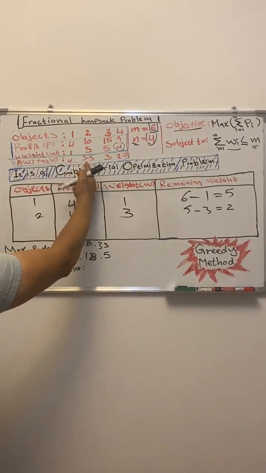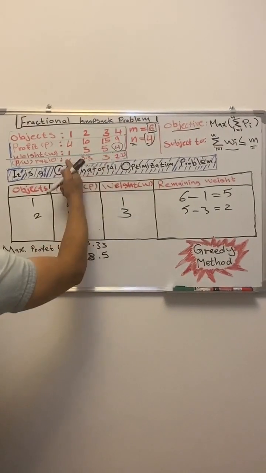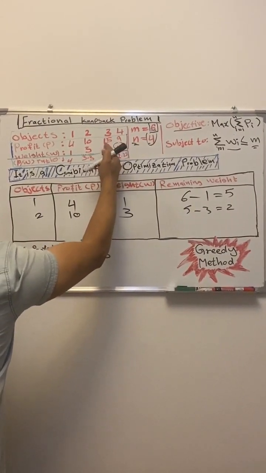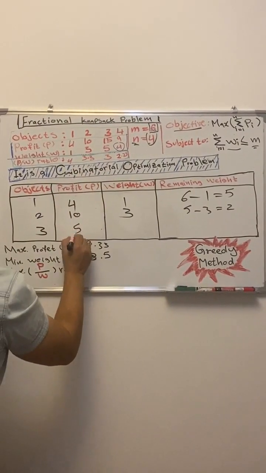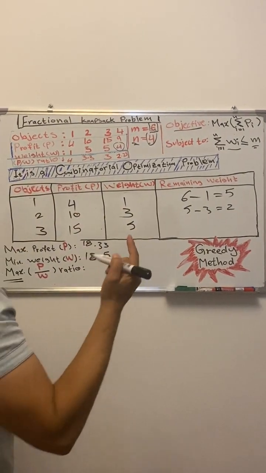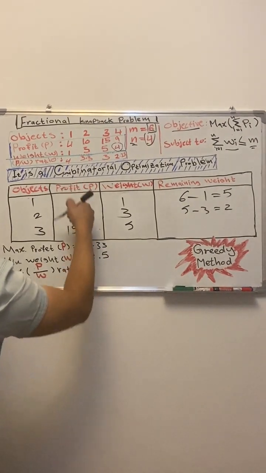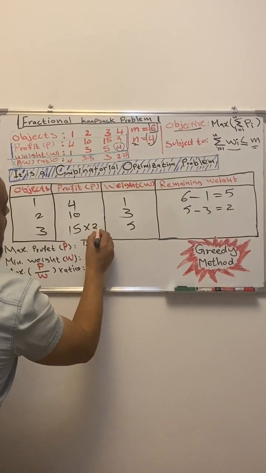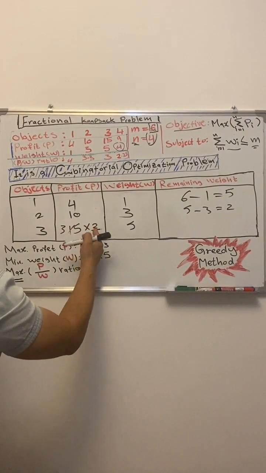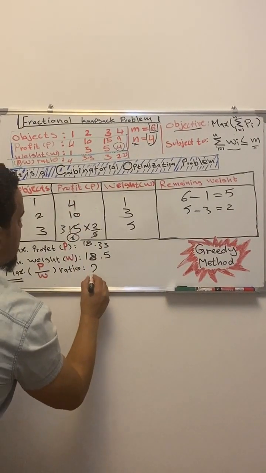But now we go to the next highest, which is 3. This is the third ratio: 4, 3.3, 3. So what is this? This is object number 3. The profit is 15 and the weight is 5. But we have only 2 here. So we're going to take the ratio out of the profit. We're going to take 2 out of the 5. So 15 divided by 5 is 3. 3 multiplied by 2 is 6. So we have 10 plus 4 plus 6, it's 20.